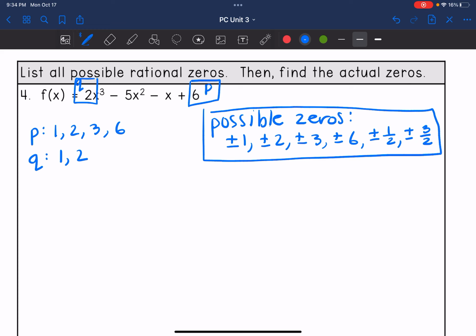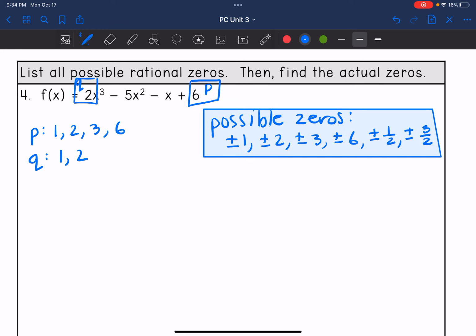So yes, it's a long list, like I said, but it's better than guessing from infinite numbers. Instead, now we're guessing from 1, 2, 3, 4, 5, 6. We're guessing from a list of 12 numbers. Because remember, positive 1, negative 1, positive 2, negative 2. So we narrowed it down to 12 possible zeros. Let's find the actual zeros, though.